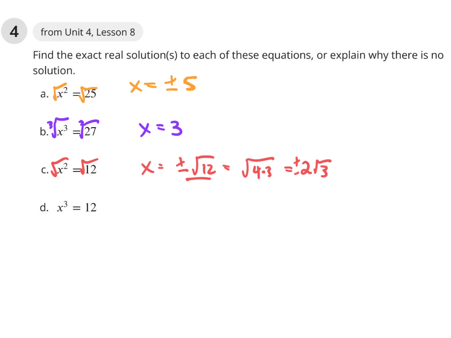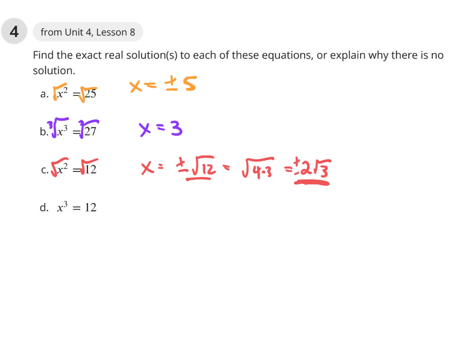This is a standard answer. This is an answer you will see as a choice on a test. So please remember how to simplify radicals. You must divide the number into a perfect square and the product of a perfect square and another number.